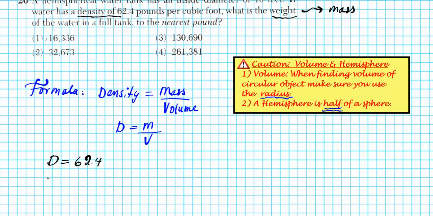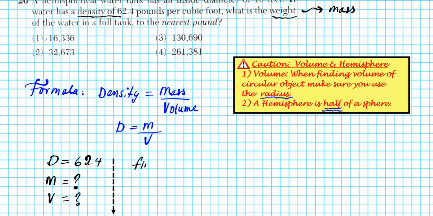We're asked to find the mass. The mass is unknown. What's the volume? What's the volume of a hemisphere? We don't know it, right? But can we find it? Yes, we can find the volume with the given information, and then we can proceed to compute what the mass is using this formula. All right? So let's go ahead and find the volume first.